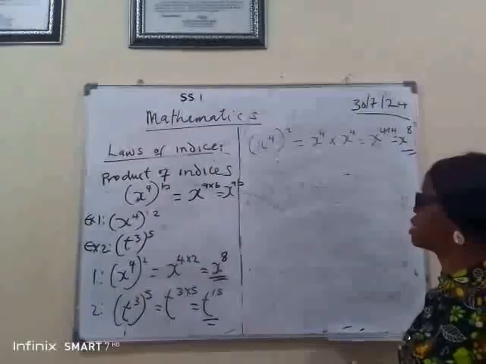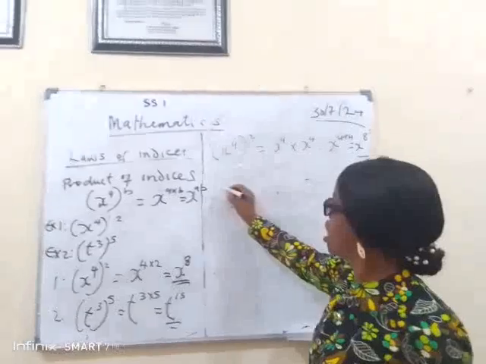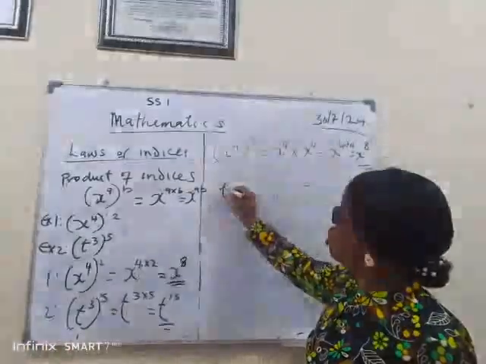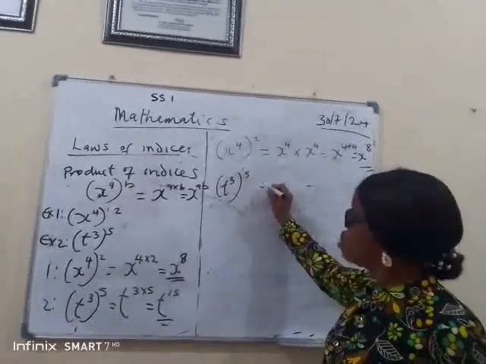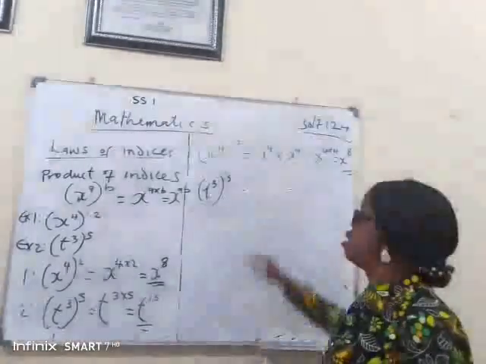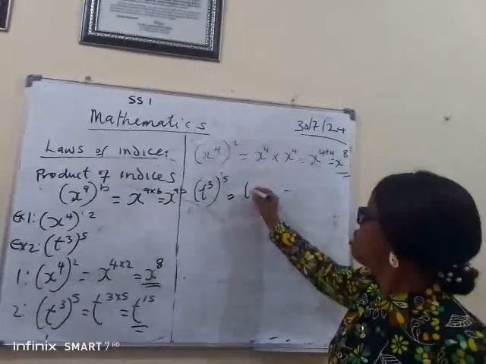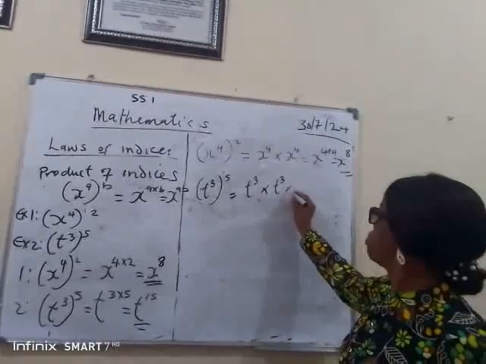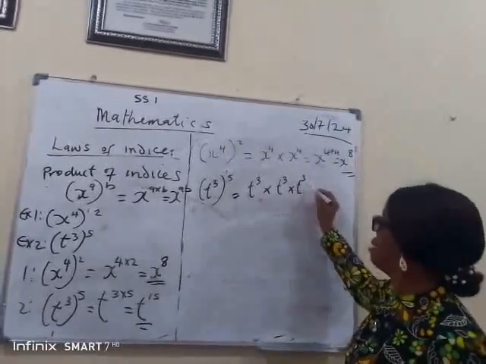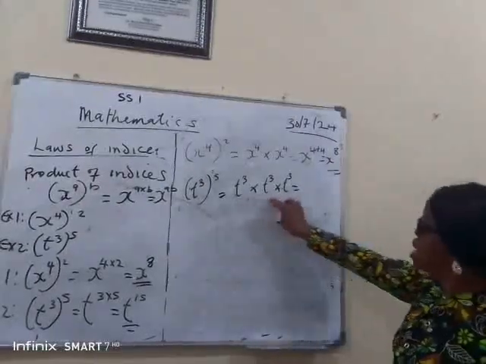Let's go to the second example. I can apply the same method. In the second example, I have t raised to power 3, all raised to power 5. Remember, I'm using the normal method without using that law. Now I have t raised to power 3 multiplied by t raised to power 3 multiplied by t raised to power 3. So in that case, I will now use the law, which says when you have the same base in multiplication, I have t.